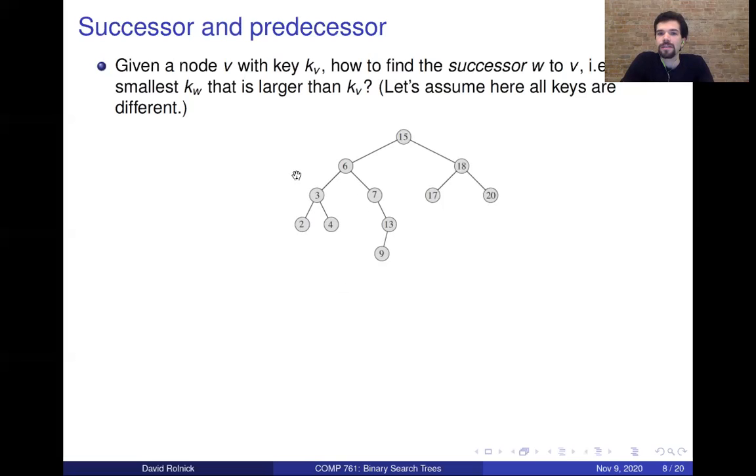If we are at 7, how do we know what the successor should be, which is 9? If we're at 9, how do we know what the successor should be, which is 13? If we're at 13, then how do we know the successor is 15?